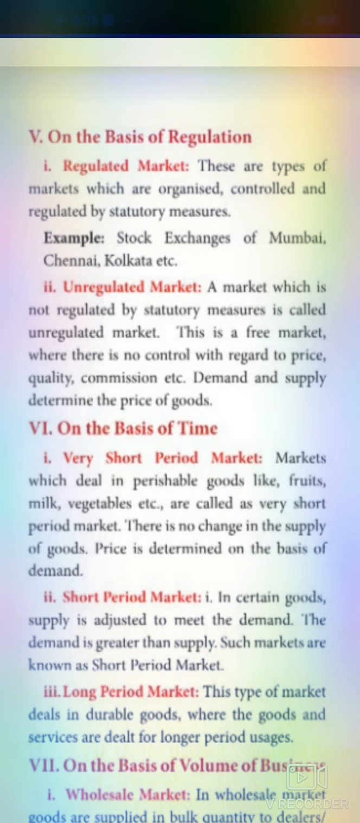And the next one is unregulated market. It is quite the opposite of the regulated market, we can say, because it is not regulated by statutory measures. It is not determined by any law. So it is a free market and there is no control with regard to price, quality, commission, etc. Here only demand and supply determine the price of goods.